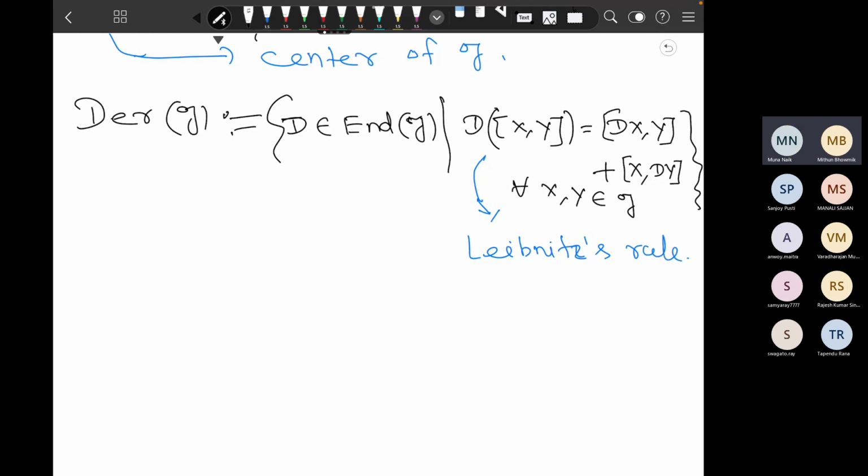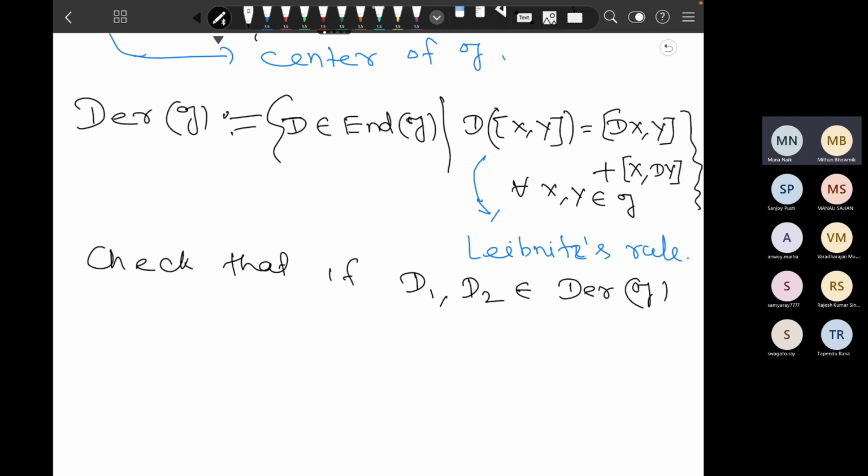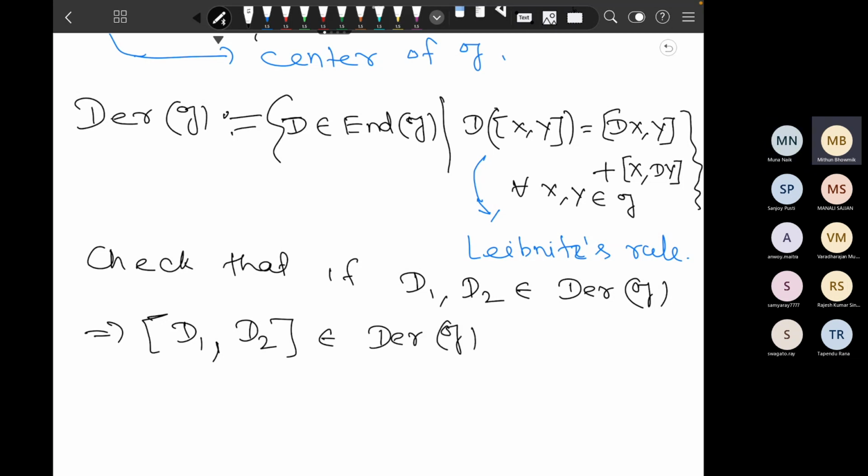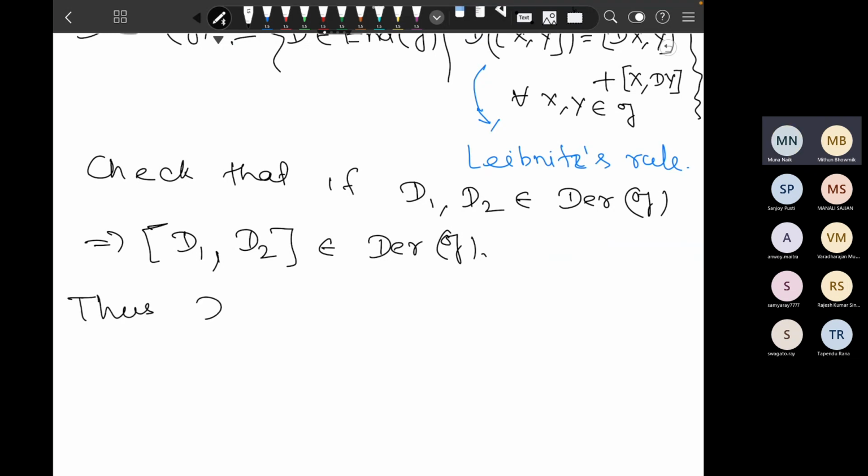So check that if D1, D2 belongs to the derivation of g, then this Lie bracket of D1, D2 will also belong to the derivation of g. Okay. So this is a vector space. So thus the derivation of g is a Lie subalgebra of End g. Okay.